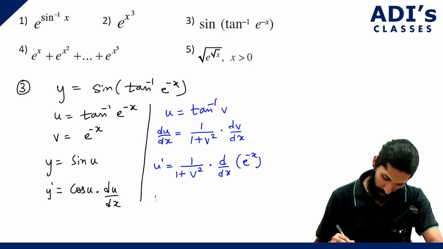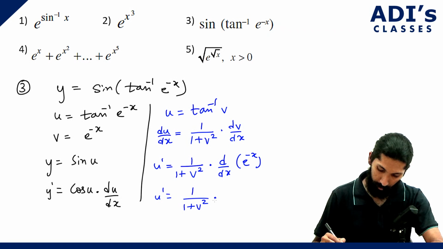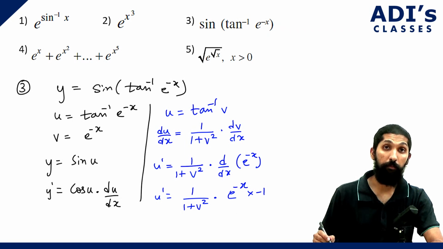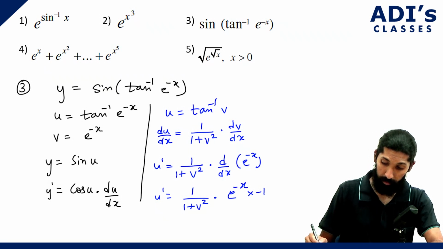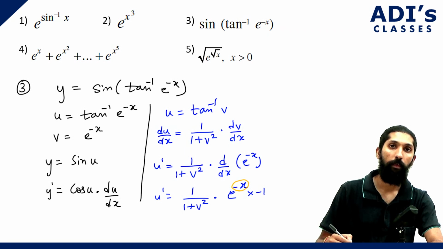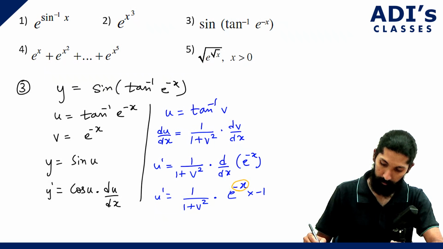In other words, u dash will be 1 by 1 plus v square into e power minus x into minus 1. We get the minus 1. The reason why we get minus 1 is you're differentiating minus x, right? Minus x derivative is what? Minus 1. That's why you get this. Fine.